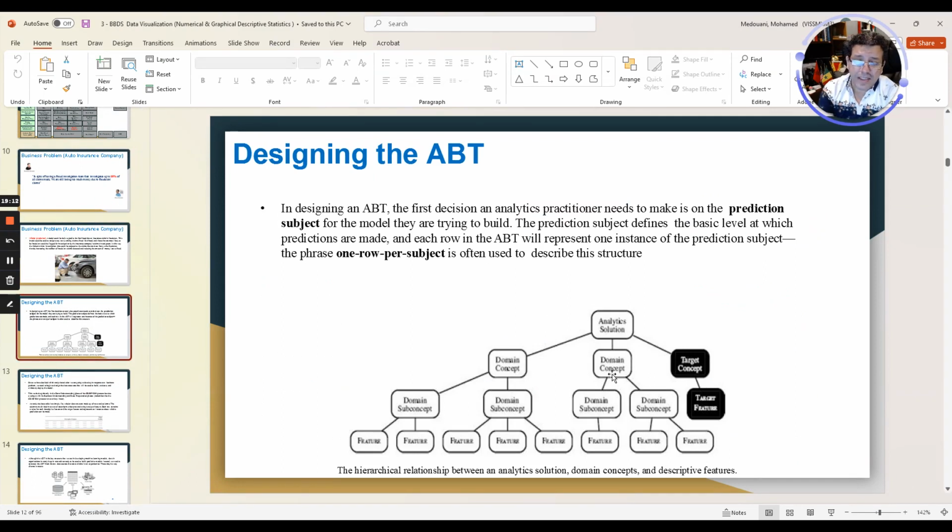So this is a typical ABT. We are going to build an analytical solution, so we have a target variable, and then we have domain concepts. This is a domain concept related to claims, this is a domain concept related to clients, this is a domain concept related to payment, and another domain concept related to policies. So you have a vision. ABT is simply a vision of what you are going to need as far as the data is concerned.